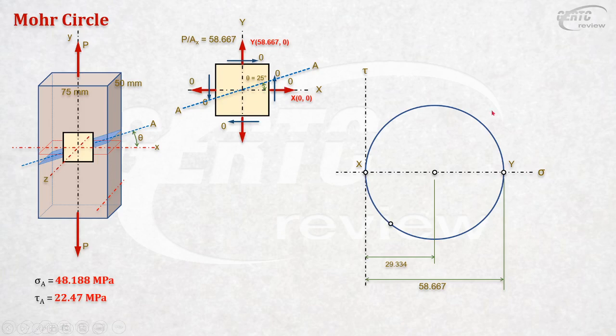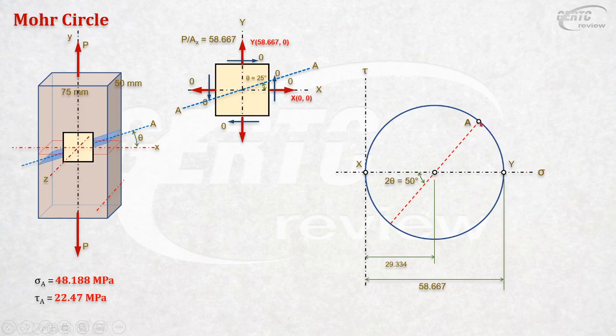So that should be 50 degrees. That's it. This is 50. Double the value. Alright, now, but this is not your A. Your A is not this one, but your A is on the opposite side. This is your A.